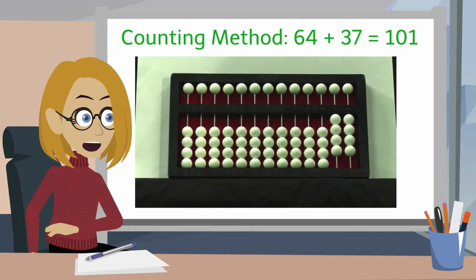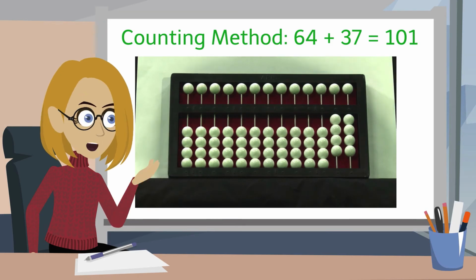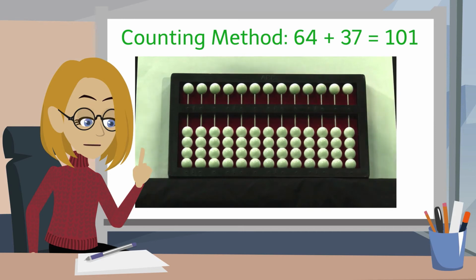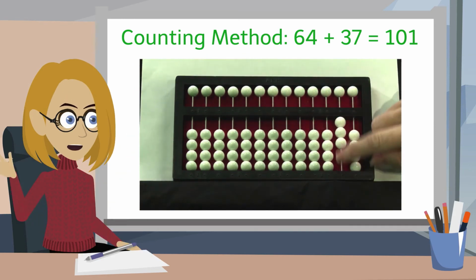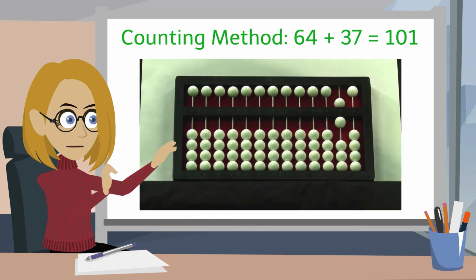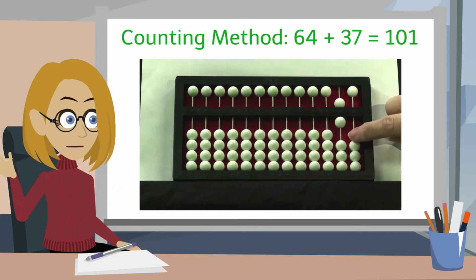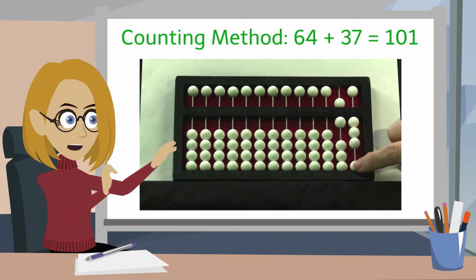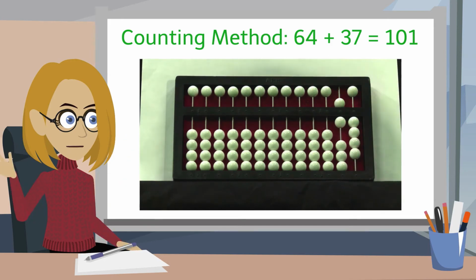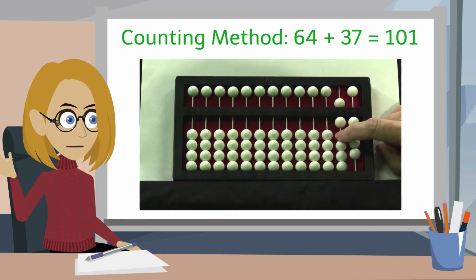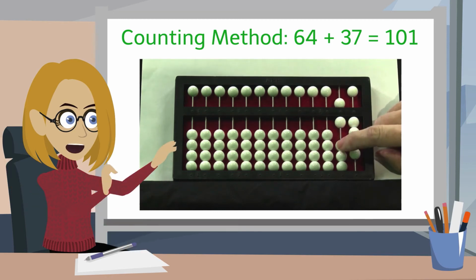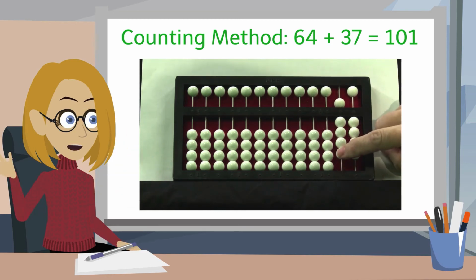Let's add 64 plus 37 equals 101 using the counting method. Count 6 beads on the tens rod, 1, 2, 3, 4, 5, 6, and 4 beads on the ones rod, 1, 2, 3, 4. To add 3 to 6 on the tens rod, move 3 beads on the tens rod up one at a time while counting 1, 2, 3.